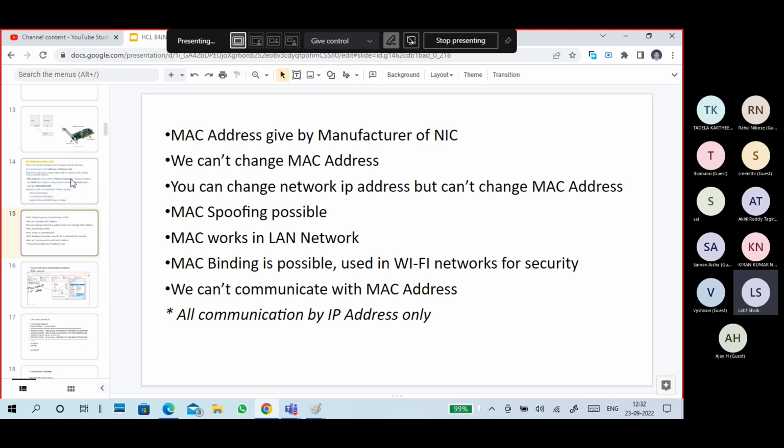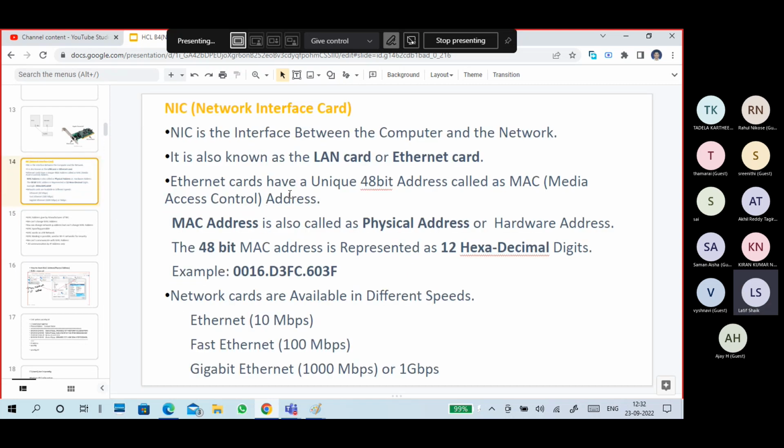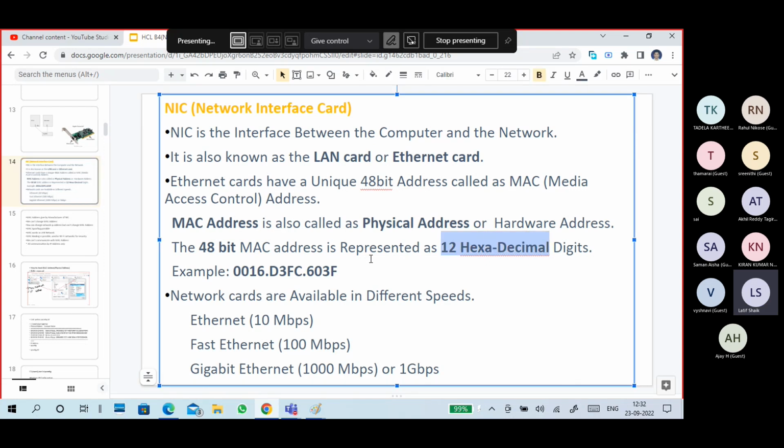Okay, guys, so what is a MAC address? A MAC address is a physical address. It is 48 bits in size, represented in 12 hexadecimal digits. This is how MAC addresses look. It is in hexadecimal format.